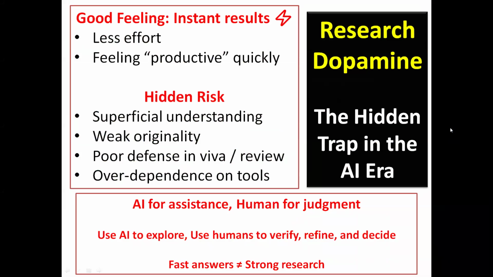Second is the dopamine effect. This is very common nowadays: research dopamine, a hidden trap in the AI era. What is the meaning of dopamine? Actually, it is related to neurology, to brain science. Dopamine is that particular effect in which we feel happy by viewing something, by watching something, by getting something instantly.